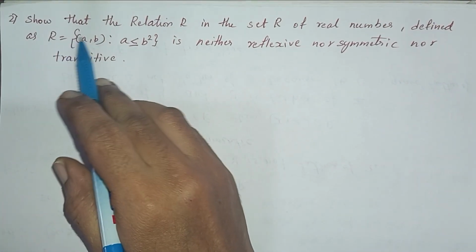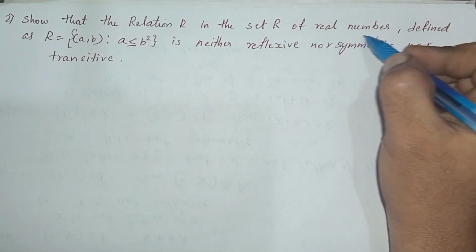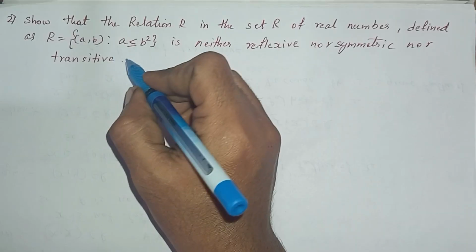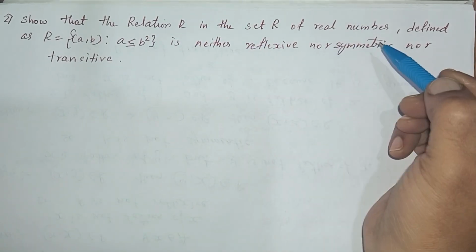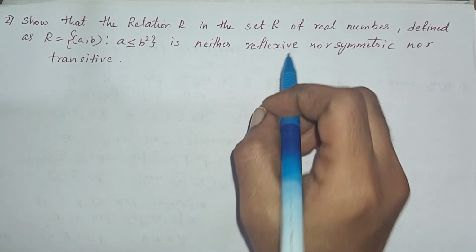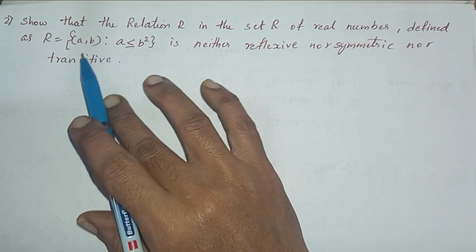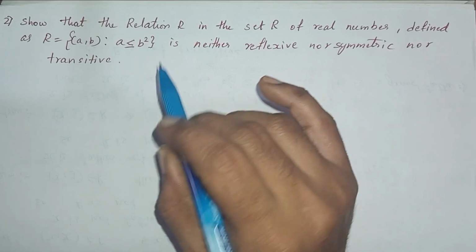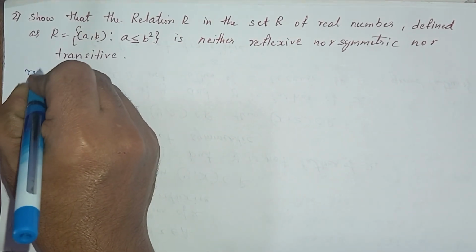The second question: show that the relation R in the set R of real numbers, defined as R equals {(a, b) such that a is less than or equal to b squared}, is neither reflexive, nor symmetric, nor transitive. So you have to prove that this relation is not reflexive, nor symmetric, nor transitive. They have given us a relation (a, b) where a should be less than or equal to b squared. First we will check for reflexive.